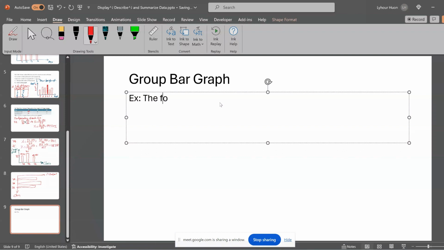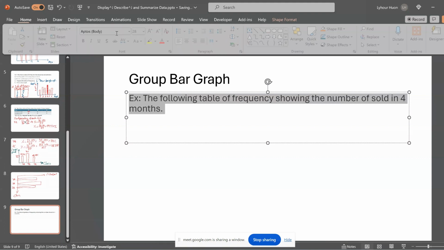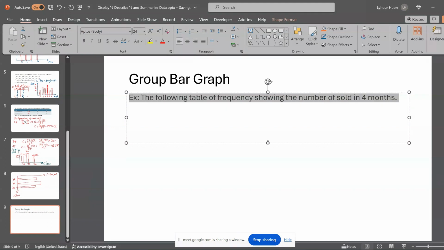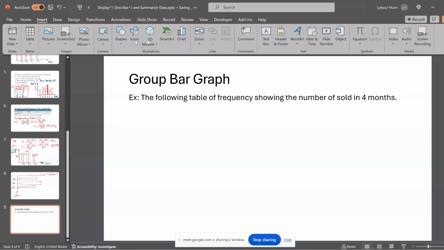So the following table of frequency showing the number of songs in formats. In formats. Formats. Okay. Example.